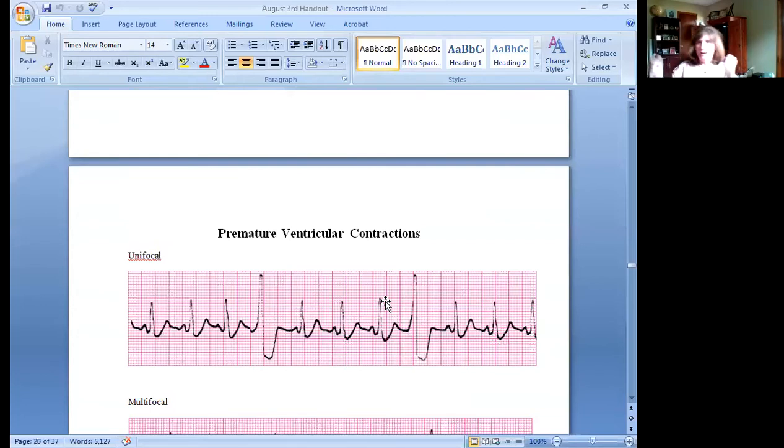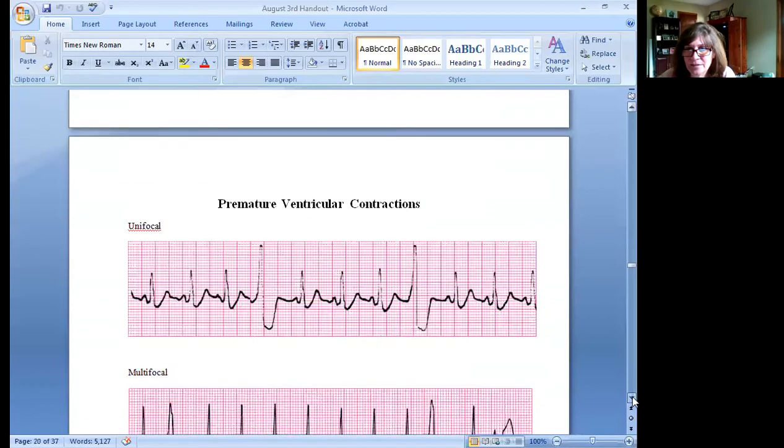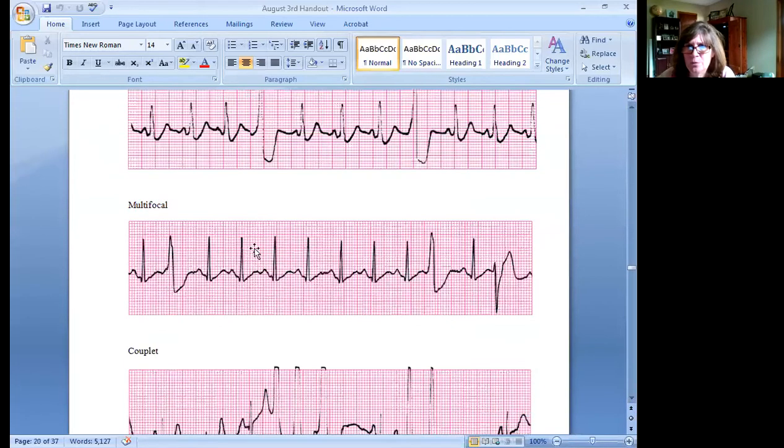You're driving away in the parking lot and all of a sudden my patient starts to code because they got a K of 2.8. No. That's not how we roll. We got to be good to each other. We're all on the same team. So that's unifocal PVCs. Let's look at multifocal PVCs.